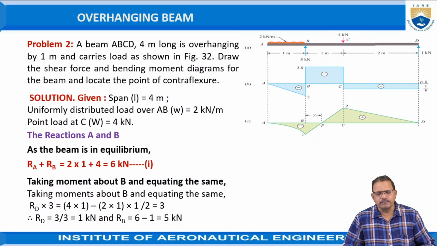So one more problem. A beam ABCD as shown in the figure, 4 meters long, is overhanging by 1 meter and carries a load as shown in the figure. Draw the shear force and bending moment diagrams for the beam and locate the point of contraflexure.